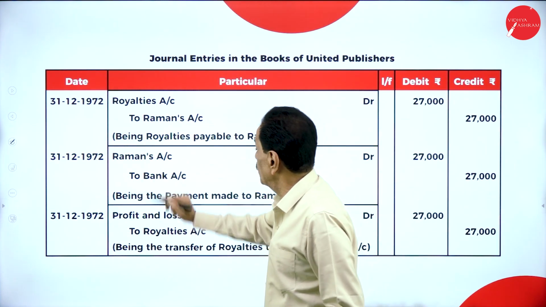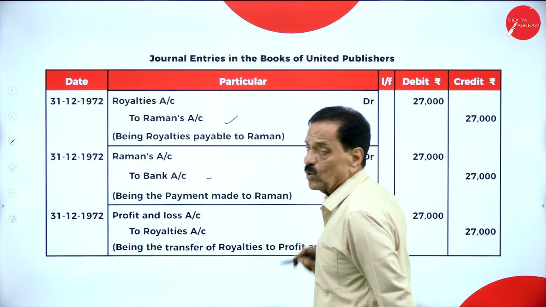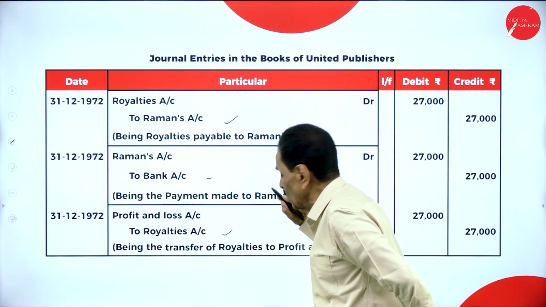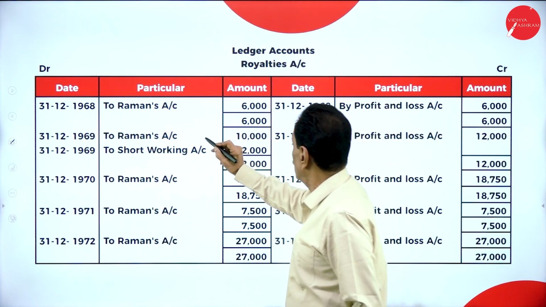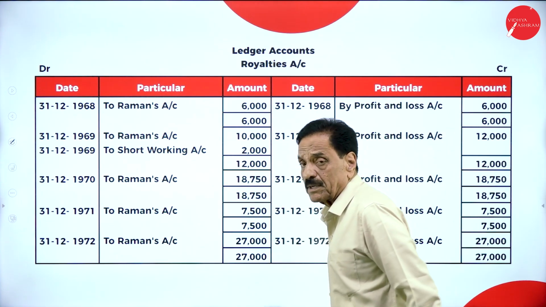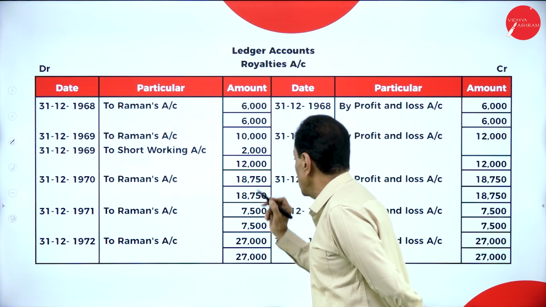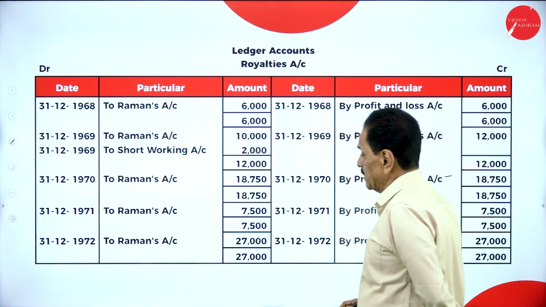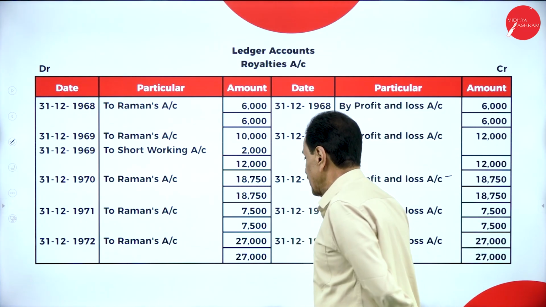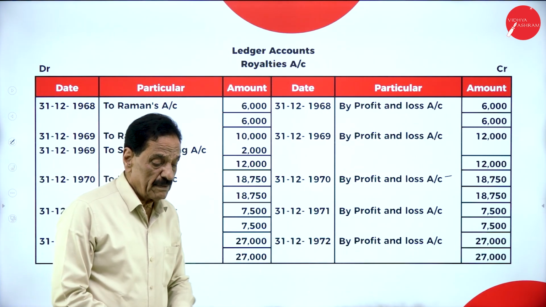So 1972, royalties account debit to Raman account 27,000. Raman account debit to bank account 27,000. Profit and loss account debit to royalties account 27,000. Ledger: to Raman 6,000 by P&L account 6,000, to Raman 10,000, to short working recoverable 2,000, totally 12,000 by profit and loss account 12,000, to Raman 18,750 by P&L account 18,750, to Raman 7,500 by profit and loss account 7,500, to Raman account 27,000 by profit and loss account 27,000.